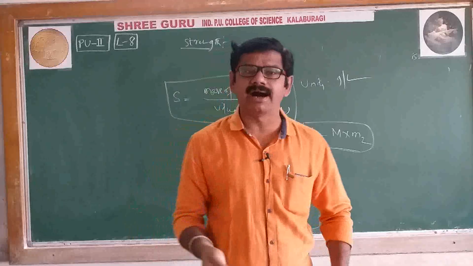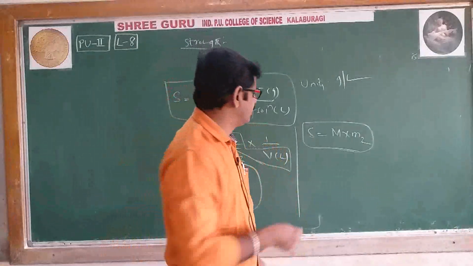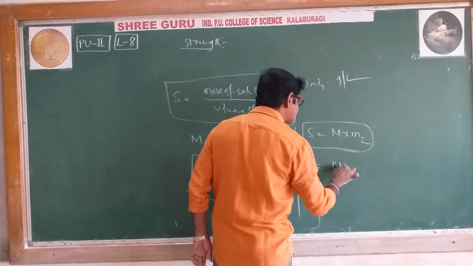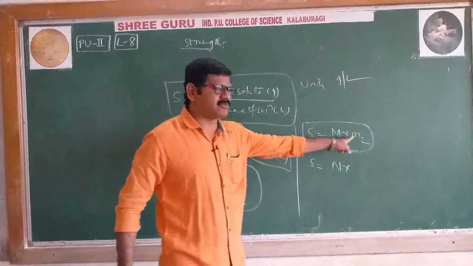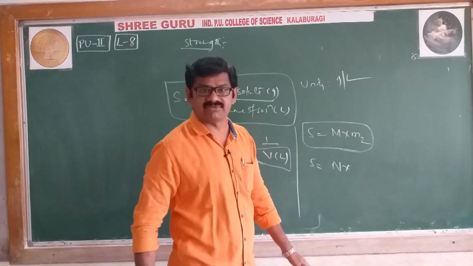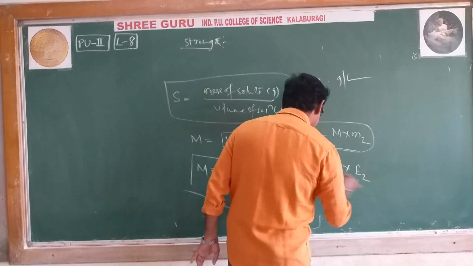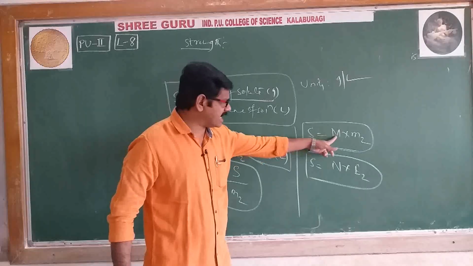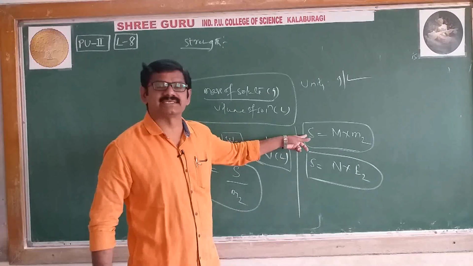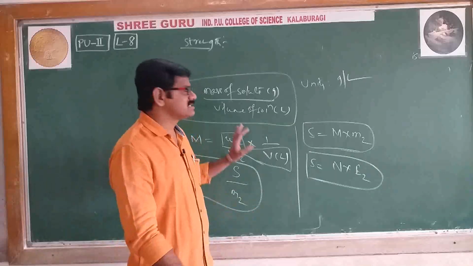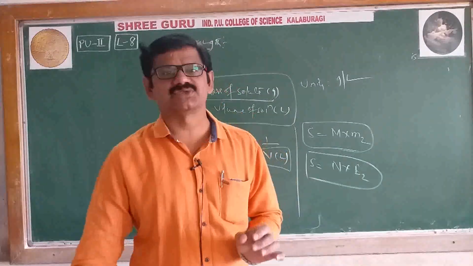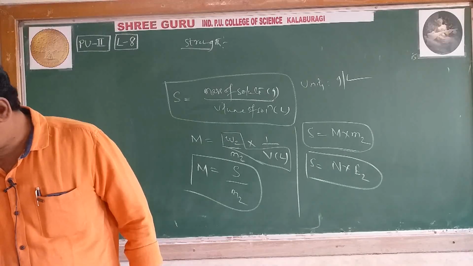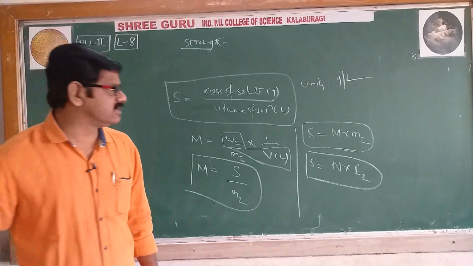Suppose in the question normality-related information is given, then to get strength from the normality concept, instead of molarity I will write normality, and instead of molar mass, I will write equivalent mass of solute. If normality is given, this is the formula to get strength. If molarity is given, this is the formula to get strength. This is the strength concept. It is also one of the concentration expressing terms. Now, based on this strength, let's solve one question.